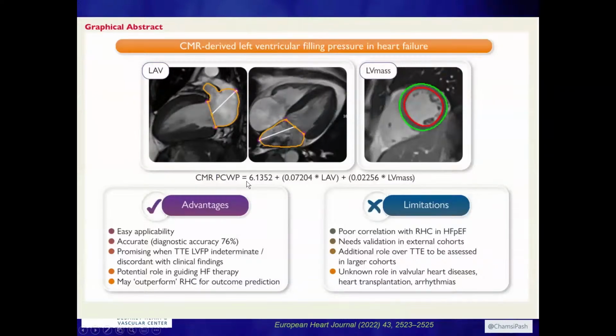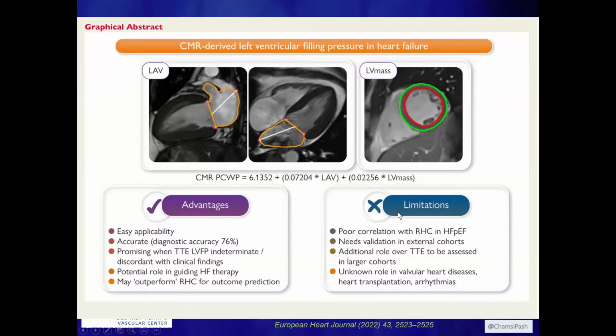So it has pros and cons. Number one, it has a good diagnostic accuracy, and it's promising when the transthoracic left ventricular filling pressure is indeterminate. But remember that they had a very high indeterminate rate in this single center study because they did not rely on all 4 parameters that we use for assessing and grading diastolic dysfunction.